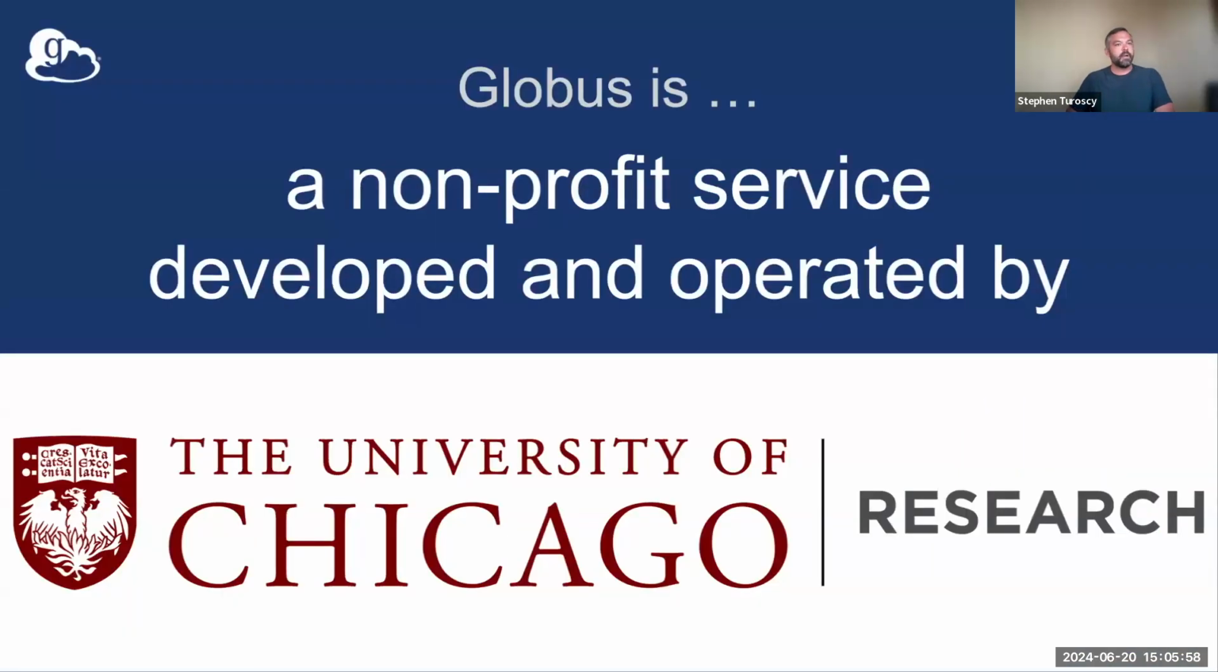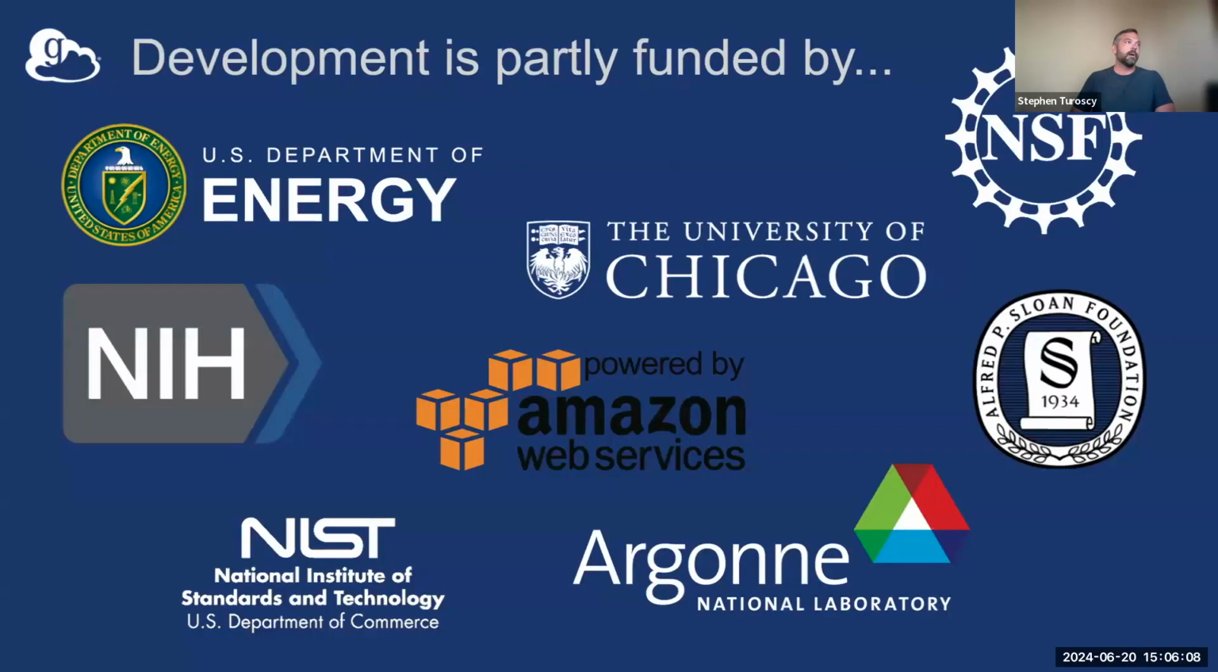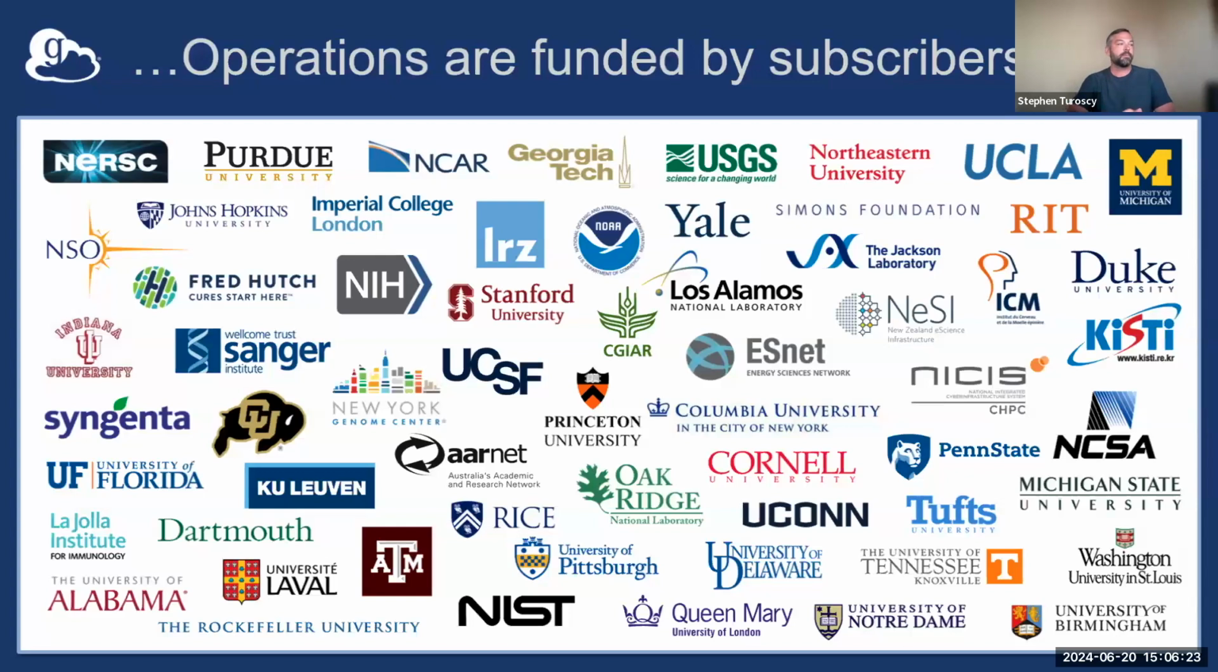So what is Globus, real quick? Just if I'm unfamiliar with what Globus is, it is a nonprofit service. It's developed and operated by the University of Chicago with aid and funding coming from, as I said, things like the Department of Energy, from AWS, from Amazon, a decent amount of government-related facilities there. And then Globus has a subscription model that folks can pay for. And these are some of the institutions that are subscribed to Globus and aid in our funding.